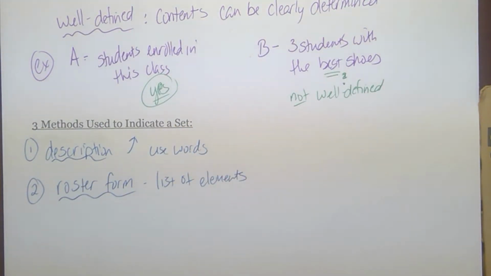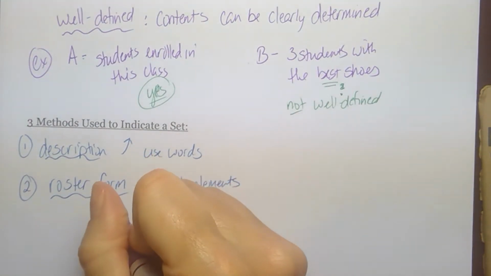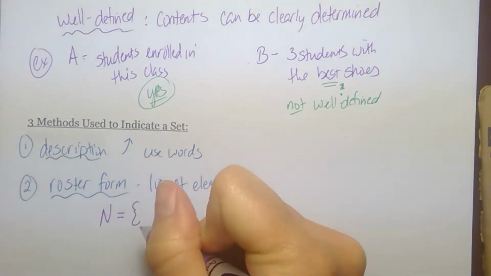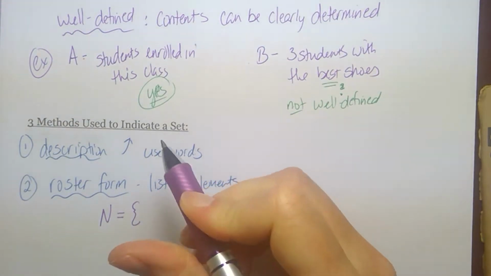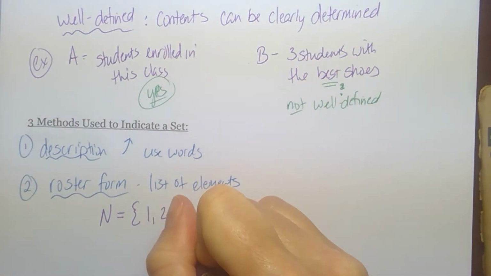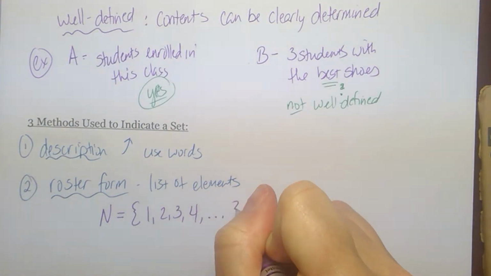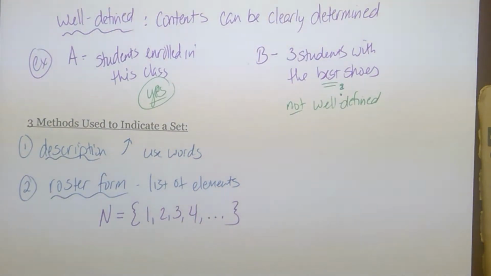When I do roster form, it is important to use the correct notation. So an example of my set: N equals, and then I have my fancy brackets, and inside that I'm going to list the elements of N, and then we're going to talk about what all this means.